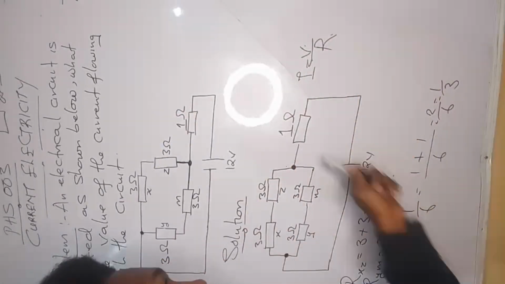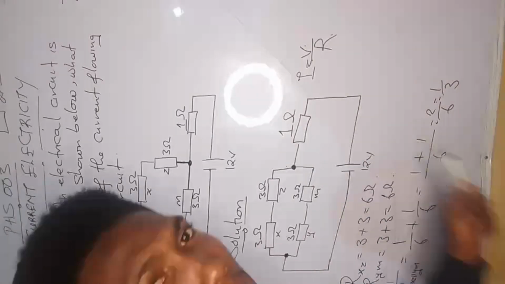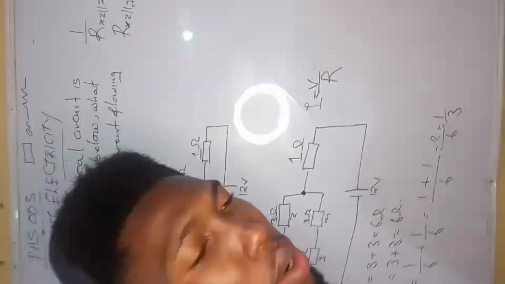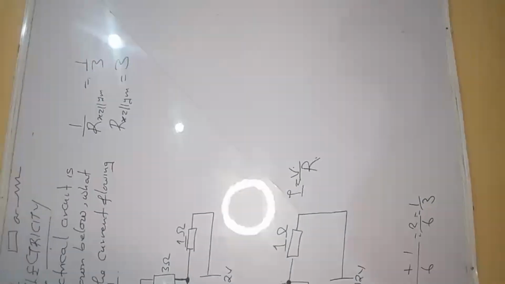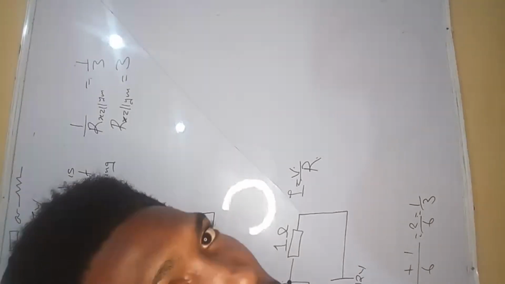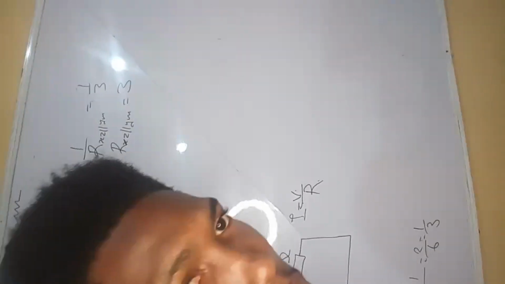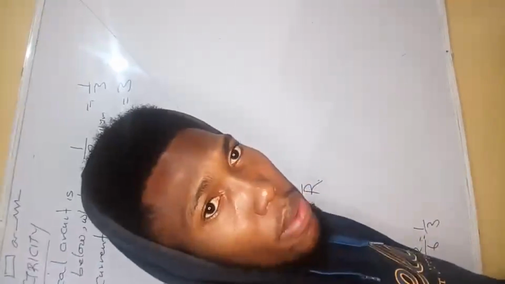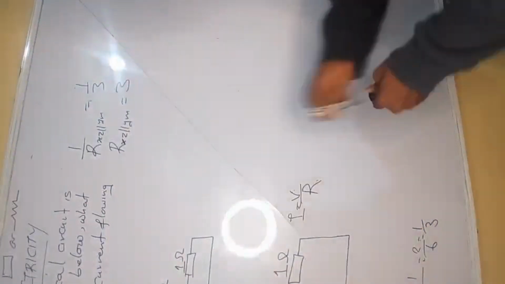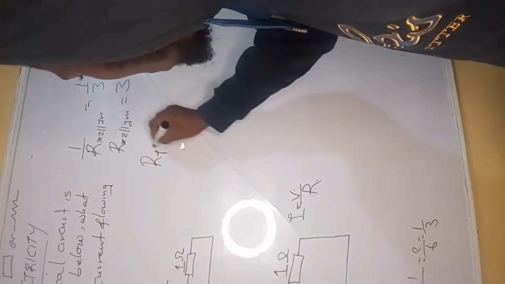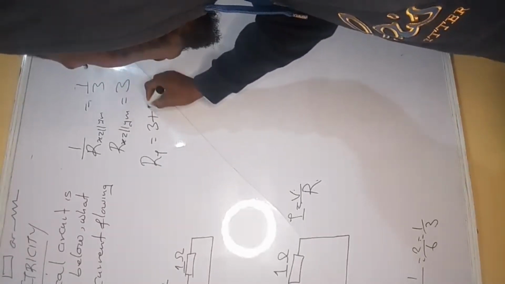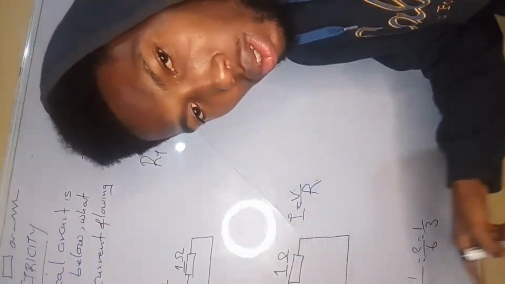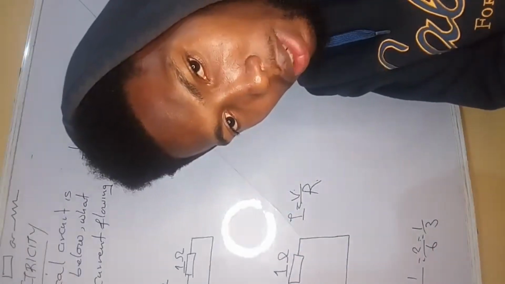And that whole 3 is now in series with this one. So what will be our total resistance? Who can tell me what our total resistance will now be? Since we've been able to establish that it is 3 and in series with this one, the total resistance RT will be equal to 3 plus 1. That's that 1 ohm that is there. Remember that 1 ohm, that will be equal to 4.